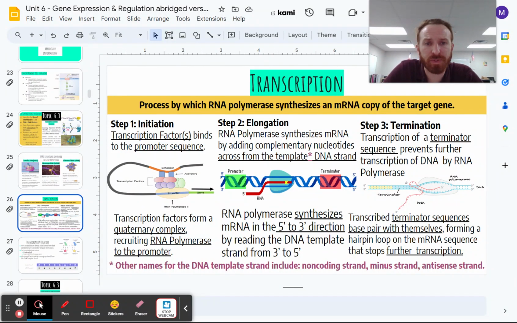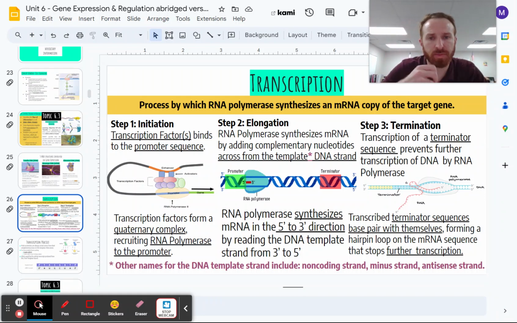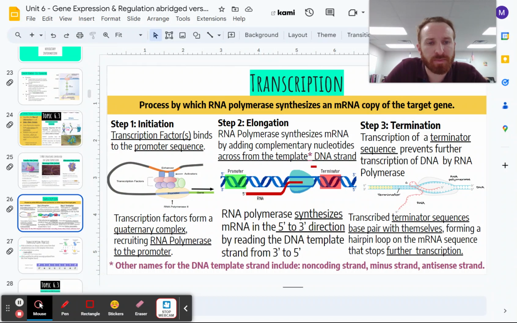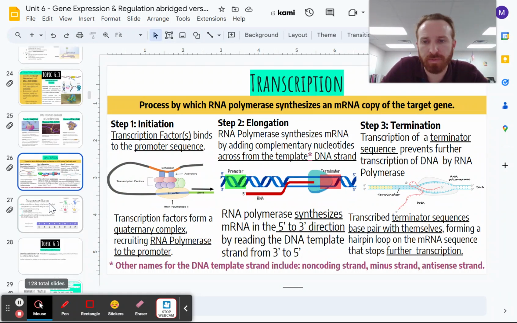You have 3 steps to transcription: initiation, elongation, and then termination, right? And it's all about that promoter, right? You got that promoter on your DNA that attracts the RNA polymerase. Then once the RNA polymerase has made your mRNA, it's going to get to a place where it's told to stop, right? You get that stop signal, and it stops continuing to build, right?